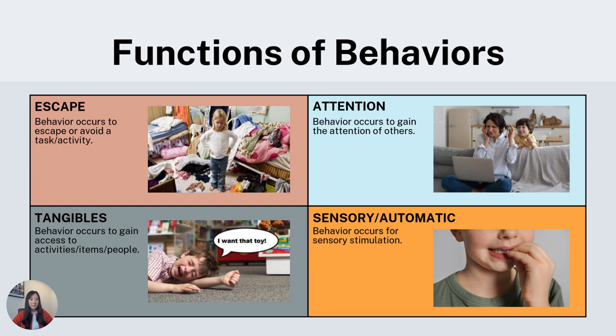Third, we have tangibles. This is when a behavior occurs to gain access to activities or items or maybe even a specific person. A child might cry or grab or flop on the floor at a toy store because maybe he or she wants a new toy. Fourth, we have sensory or automatic. Some behaviors happen simply because they feel good or meet an internal need for some kind of sensory stimulation. So some examples of this can be hand flapping, spinning, pacing back and forth, and even nail biting, hair twirling, or lip picking.